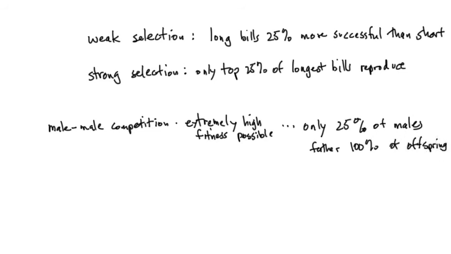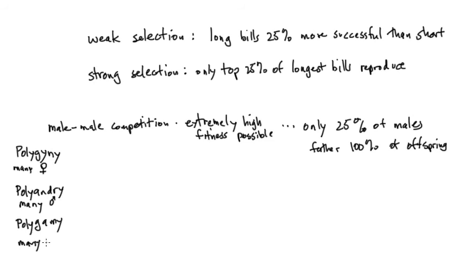By the way, I used the term polygyny rather than polygamy. Polygyny means many females for one male. The opposite, many males for one female, would be polyandry. Polygamy is the more gender-neutral term: many mates for one individual, sex unspecified. And so you could say that females can also play that game.